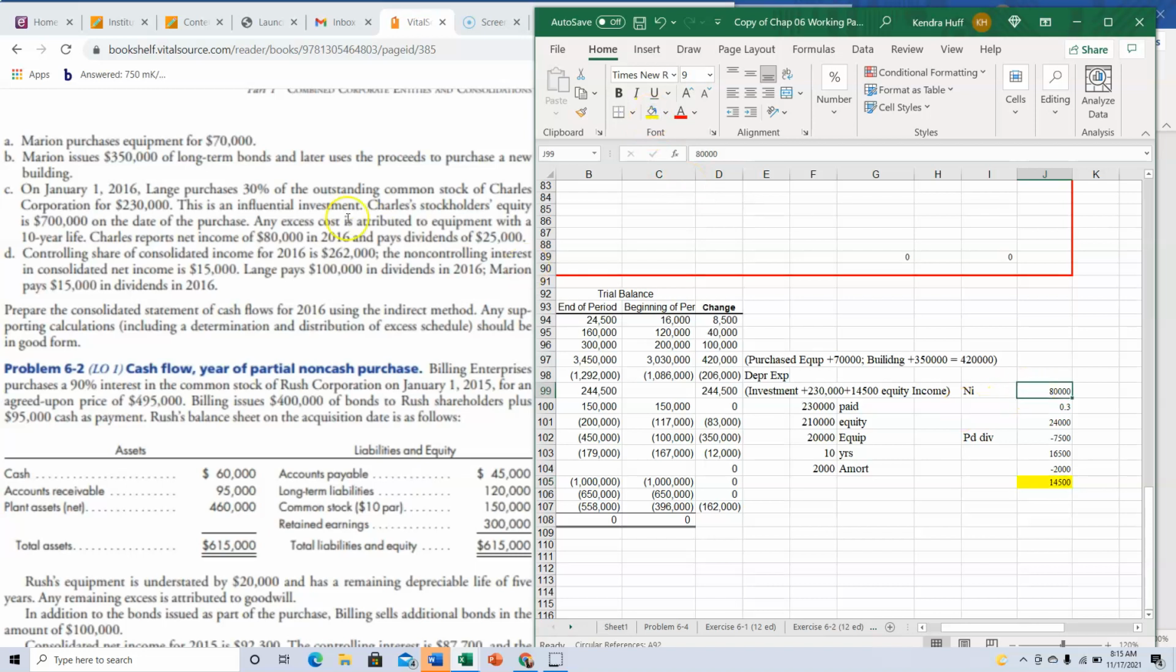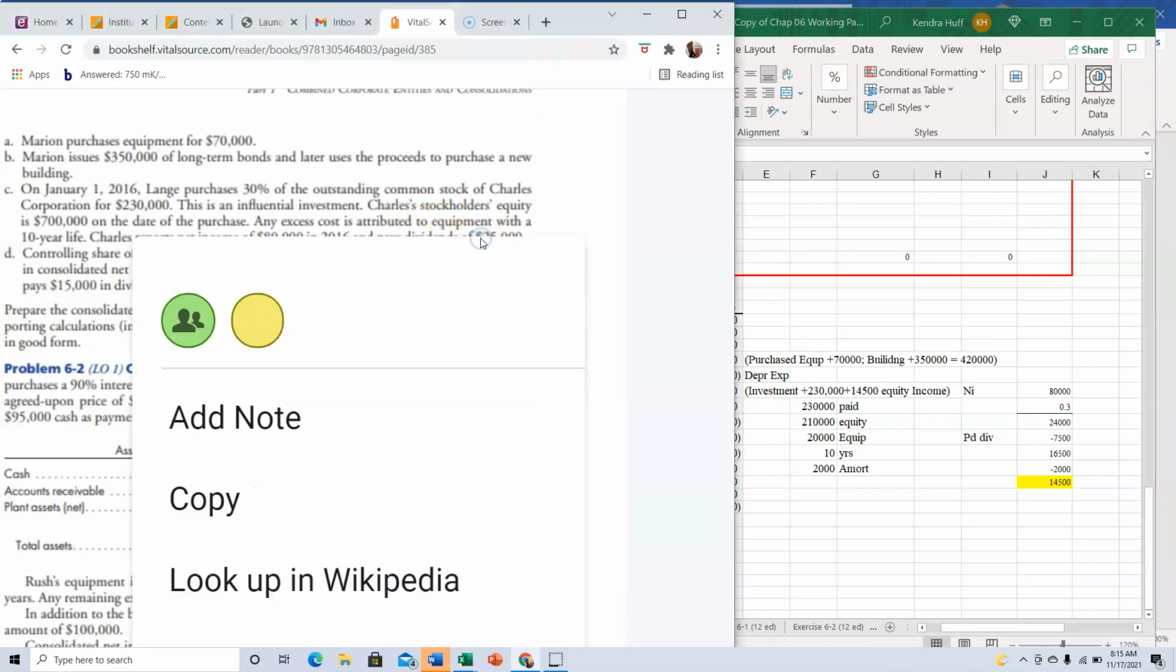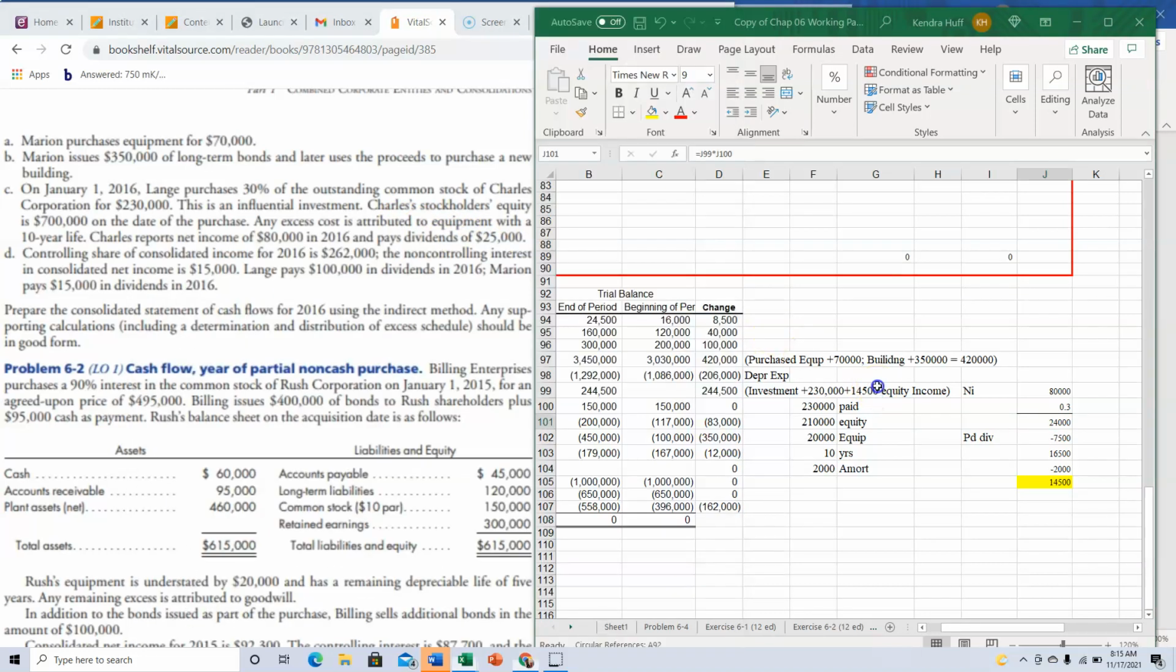All right, they had net income of $80,000. We own 30% of it. So 80,000 times 0.3 is 24,000. All right, then they paid a dividend of 25,000. All right, so we got 30% of that, and our investment went down by that amount.